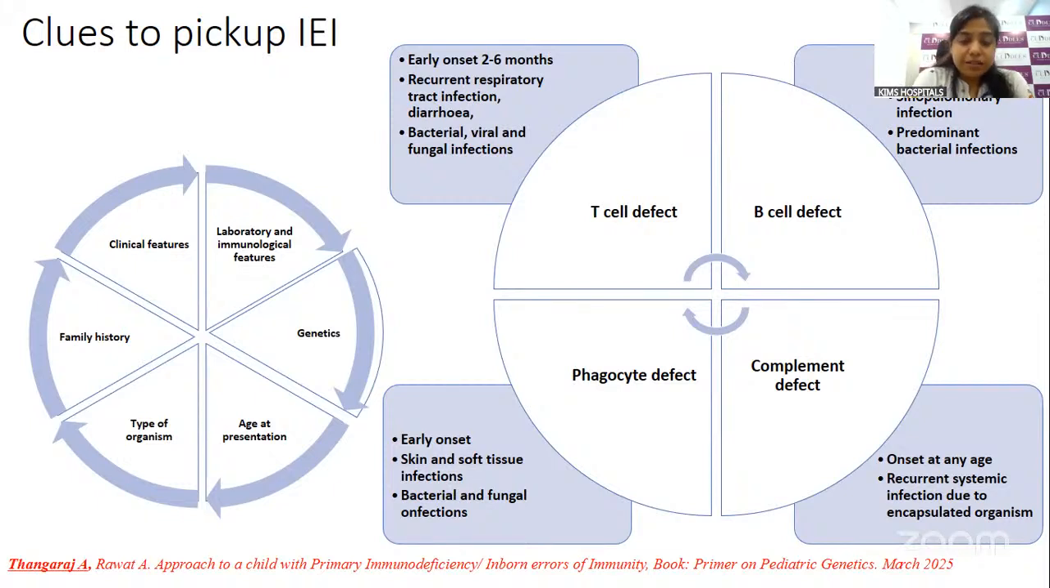Coming to the phagocytic defect. I'll be dealing with it in detail in the subsequent slides. A few clues in the history: they'll have a very early onset presentation. They'll have recurrent skin and soft tissue infections. They can have bacterial and fungal infections. In case of complement defects, they can present at a varied age group. They can have recurrent infections due to encapsulated organisms. Sometimes they'll have rheumatological manifestations like lupus also.